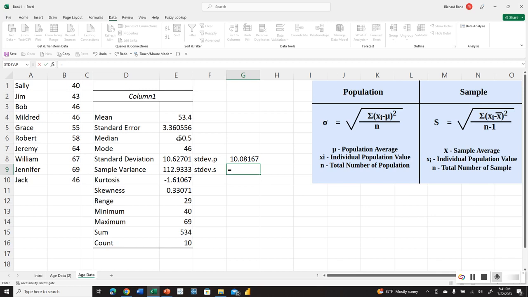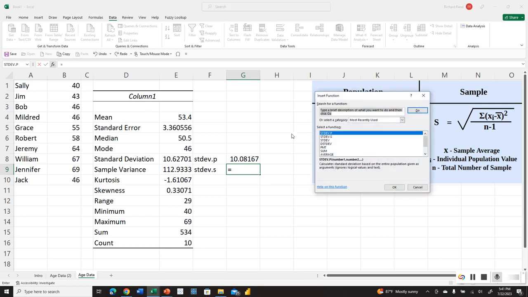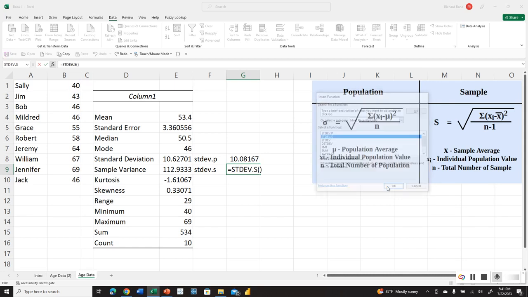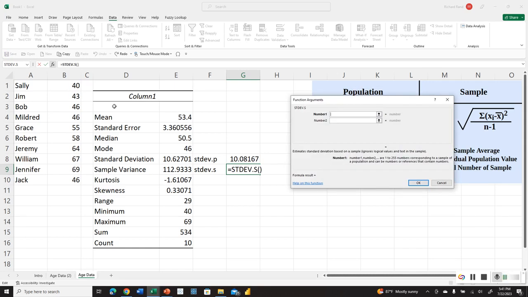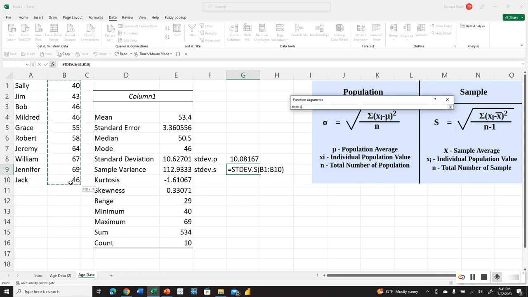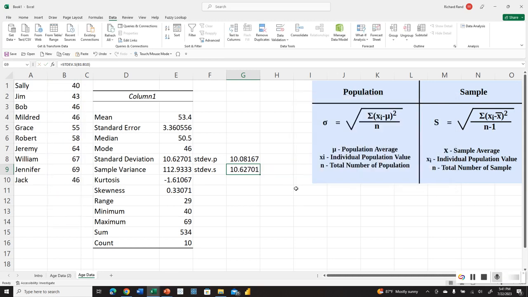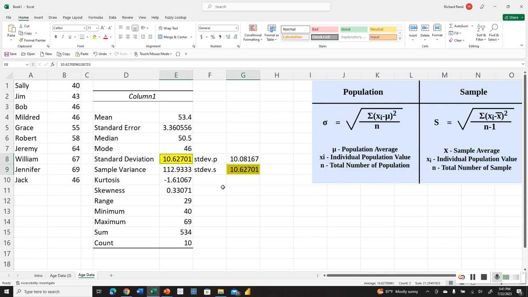Well, if I then go into equals, I go up to fx, and I pick STDEV.S, hit OK. It's going to give me, whoops, I got to put the range in there. The range is here. So I'll do that. I hit OK. And there it is, 10.62701, which is the same as that one up there. Now, the question is, which one would I normally use? I think normally you're going to want to use the standard deviation formula for a sample, not for a population. This is going to give you a standard deviation that's most commonly used when you compute this.